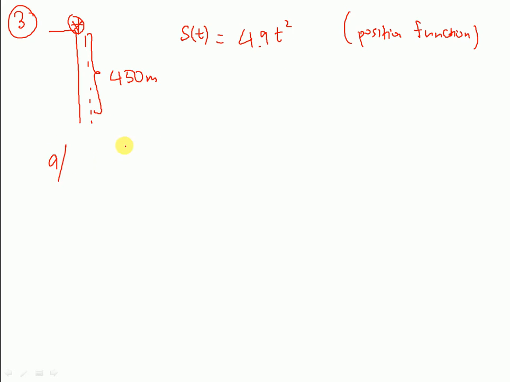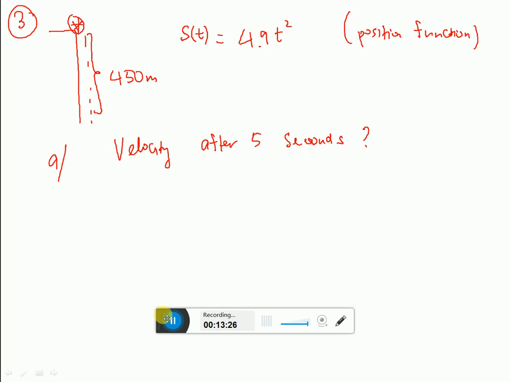Now part A, I want to find the velocity of the ball after 5 seconds. So after 5 seconds, what is the velocity? Okay, so all I have here is the position function.